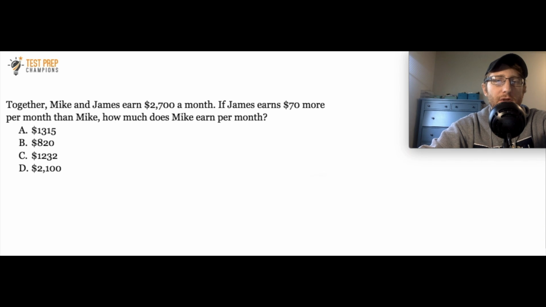Together, Mike and James earn $2,700 a month. If James earns $70 more per month than Mike, how much does Mike earn per month? Is the answer A, B, C, or D? So now's your chance, if you'd like to pause the video, try to figure this out, and whenever you're ready, we'll go over the answer.